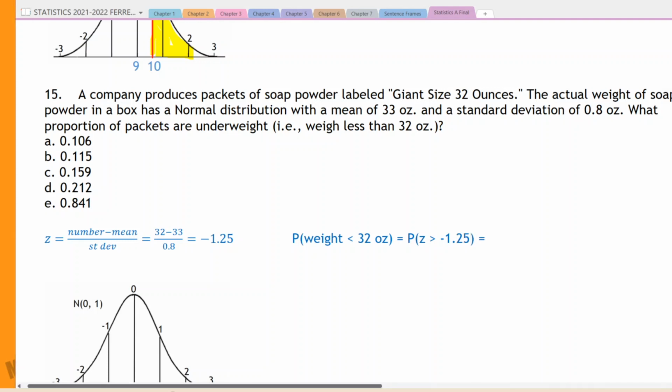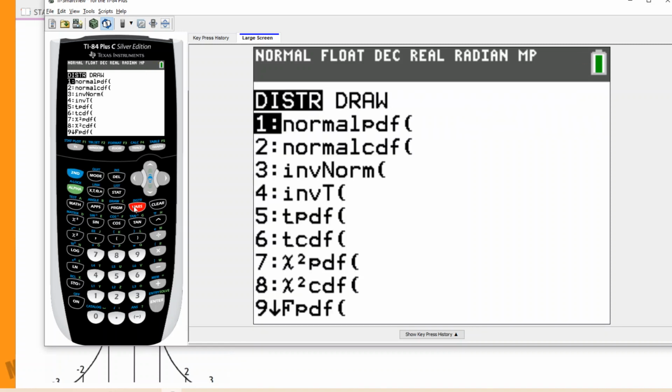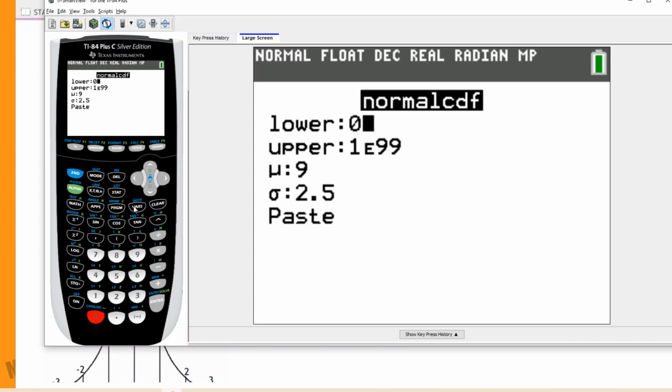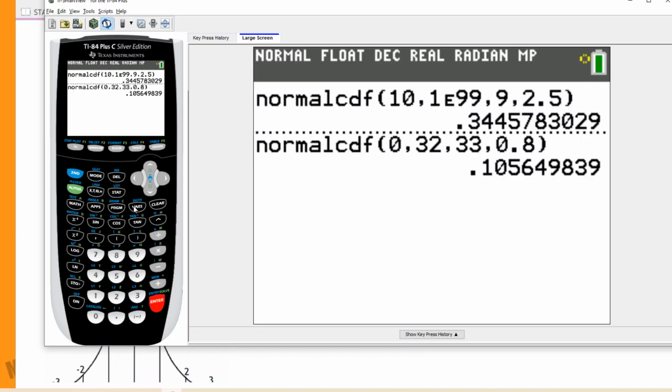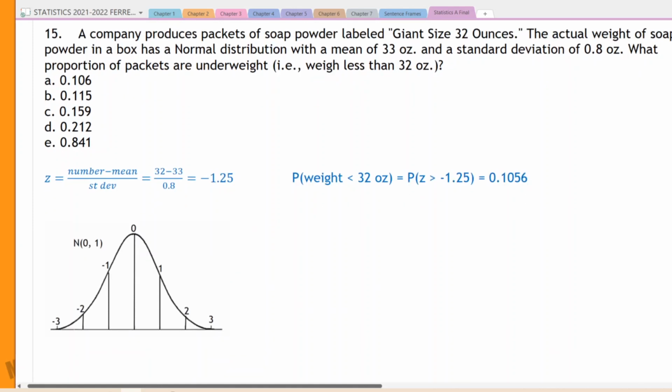We can go ahead and grab our calculator again. Second distribution, normal CDF. We're going from 0 to 32 ounces with a mean of 33 ounces and a standard deviation of 0.8. That'll give us 10.56%, which is 0.1056.